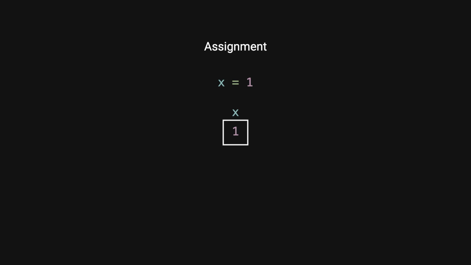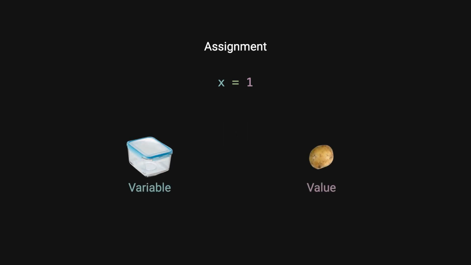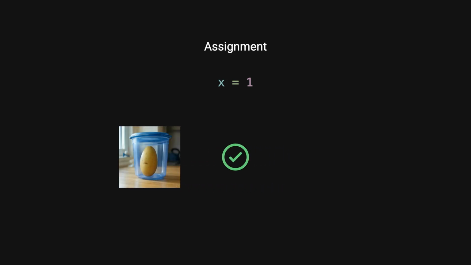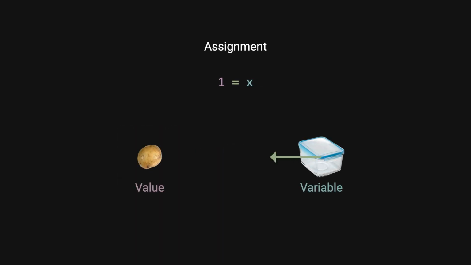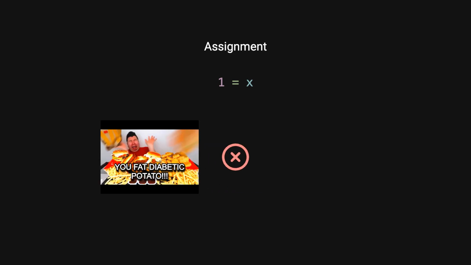Note that the placement of the variable matters here. X must be on the left-hand side of the assignment operator. Think of it like storing leftovers in a Tupperware. You have to put the food in the container. If we swap the variable placements, it's like putting a container inside the food. It just doesn't make sense.